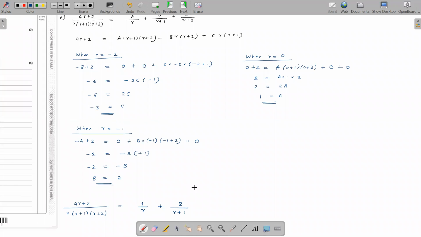C is, so shall I put minus 3 directly in the front? Minus 3 over r plus 2. I just put the minus directly, or you could write plus and on top minus 3 over r plus 2. Is this clear, children? Is this clear?